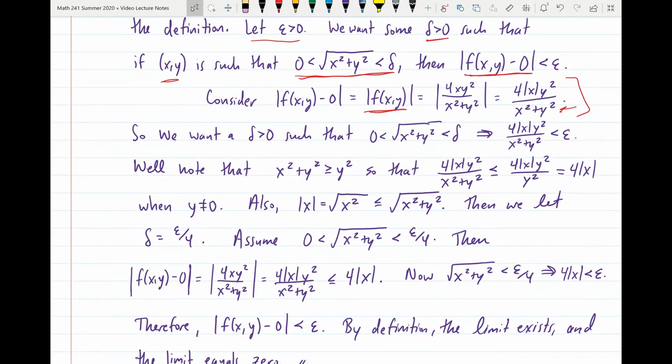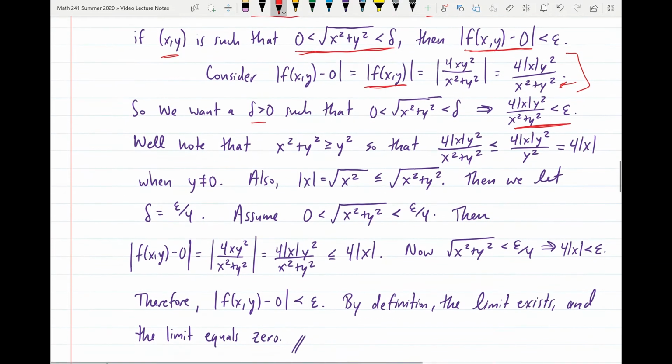And so we want a delta greater than 0 such that if the square root of x squared plus y squared is between 0 and delta, then 4 times the absolute value of x times y squared over x squared plus y squared is less than epsilon. Again, this is just the definition of the limit here.